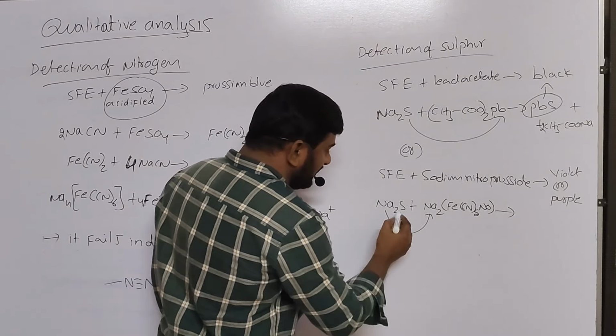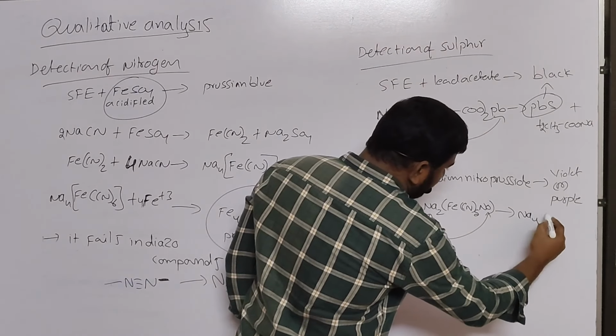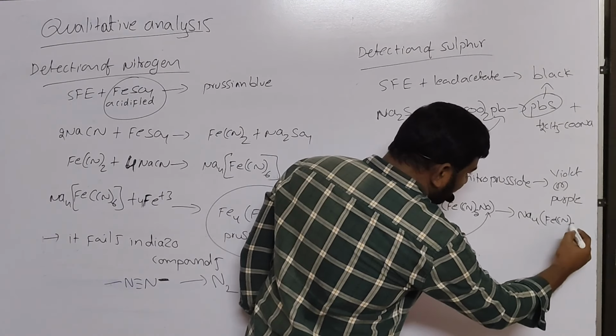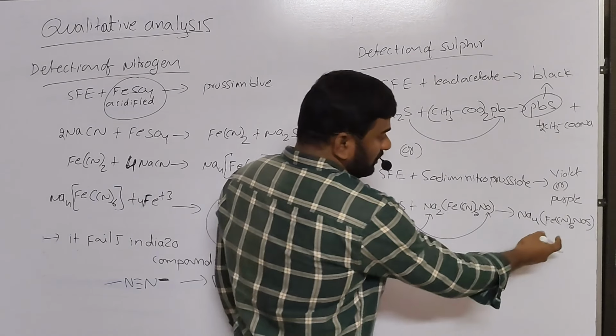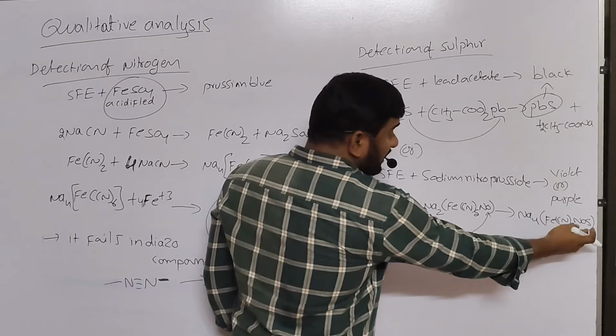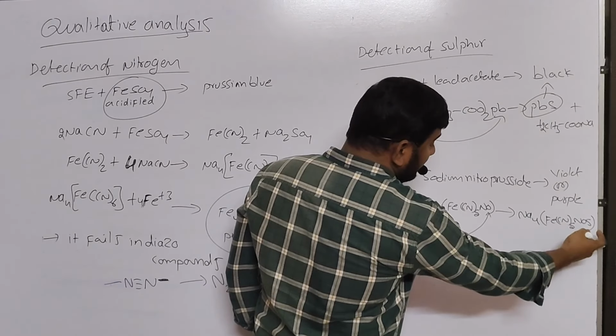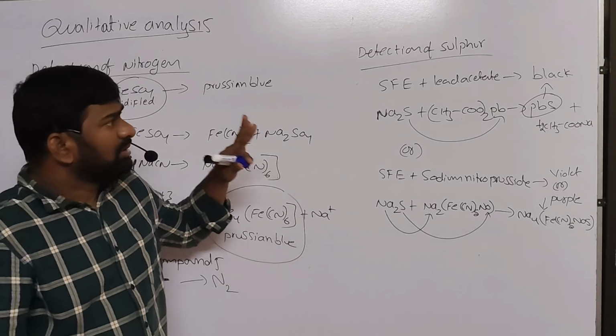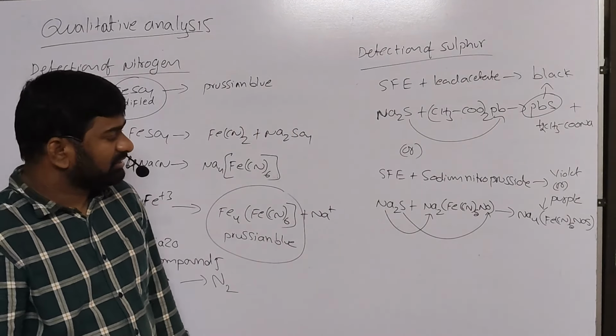Then this Na2 also is added, and it becomes Na4[Fe(CN)5NOS]. What is added here? This S is added to the NO, and it becomes NOS. So this is sodium thionitroprusside. This is which color compound? A purple or violet color compound. When this compound forms, what is confirmed in the given organic compound? Sulfur is present.